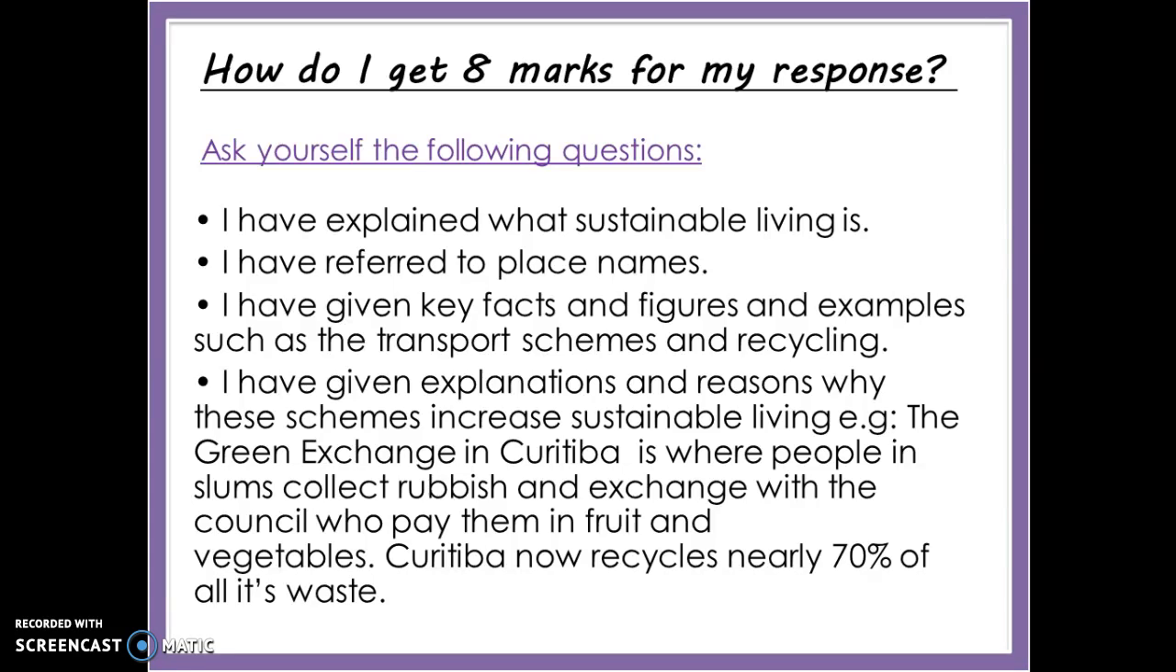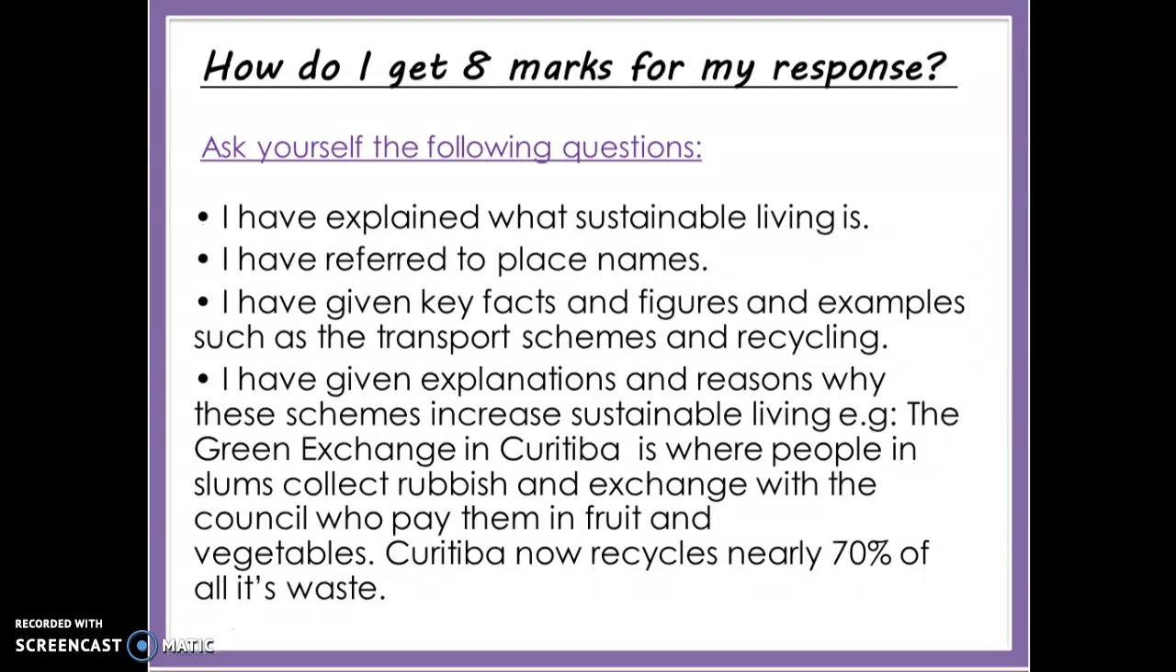So for example, you could talk about the Green Exchange in Kiribati, where people in slums collect rubbish and they exchange these with the council, who pay them in fruit and vegetables. Consequently, as a result of that, Kiribati now recycles nearly 70% of all its waste.